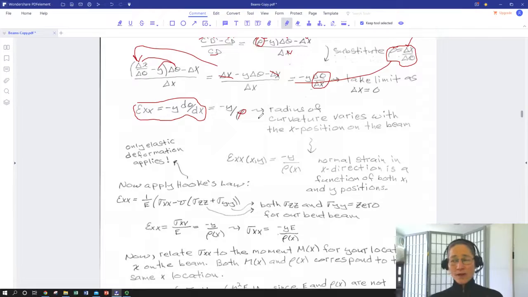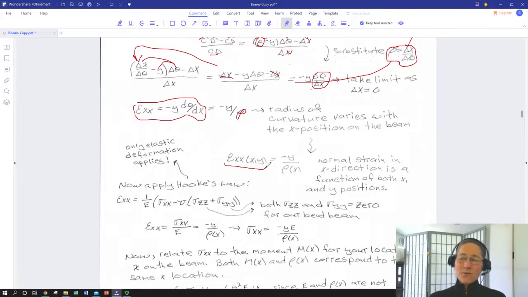And now we're ready to make a jump where we're going to leverage that and assume we're nowhere near yield. So we're going to throw in Hooke's law and say we are definitely in the elastic regime. We've assumed all kinds of small angle assumptions. We're going to leverage that further and say, I want to relate strain in the x direction, for any x position along the beam and any y position above the neutral axis, to stress.